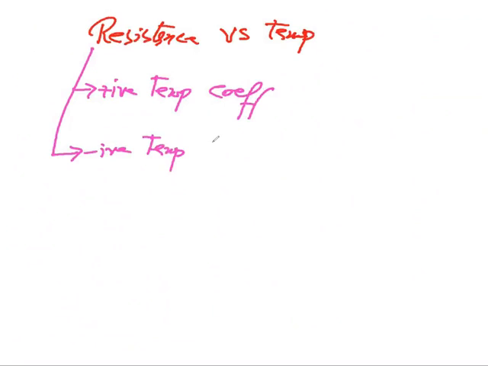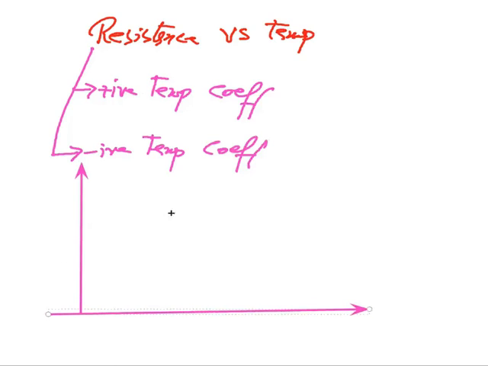In negative temperature coefficient, your resistance will decrease if you increase the temperature. But we did not discuss the graph of positive and negative temperature coefficient. If you want to draw the graph, here you will get temperature, and over here you will get resistance. That resistance will be in kilo ohm.